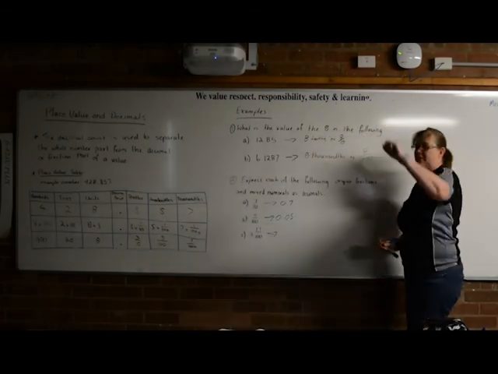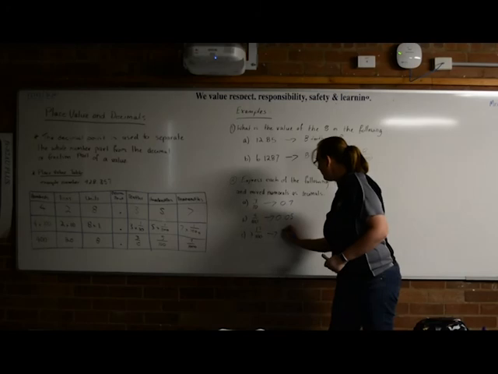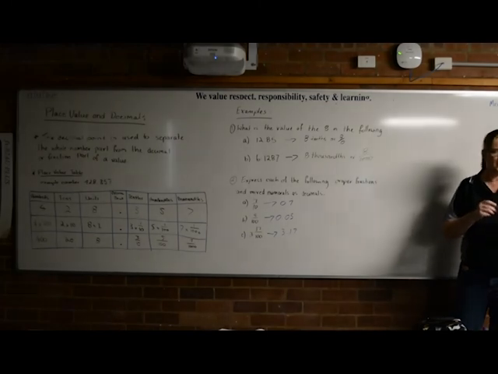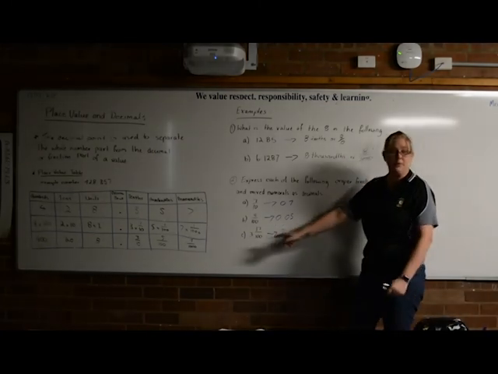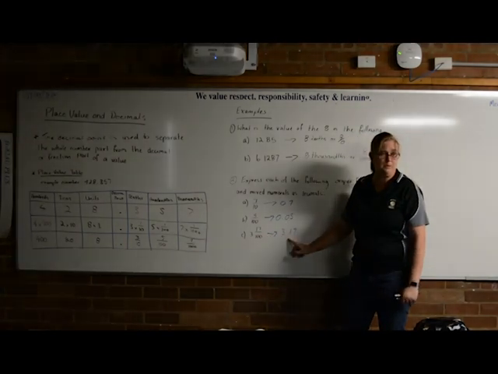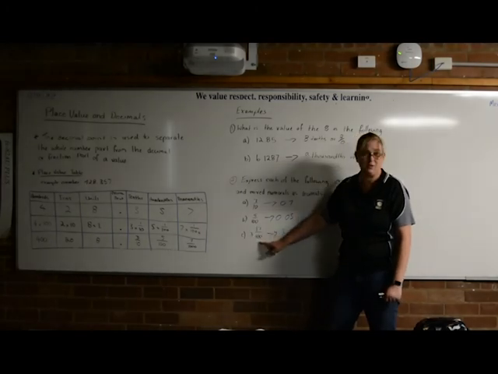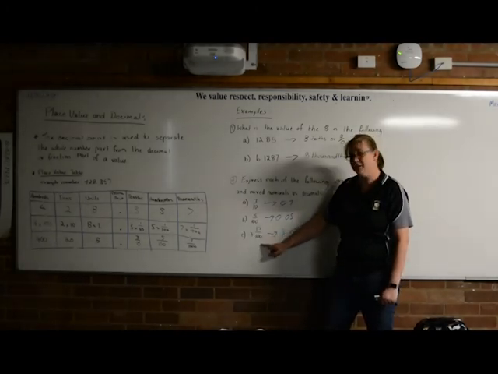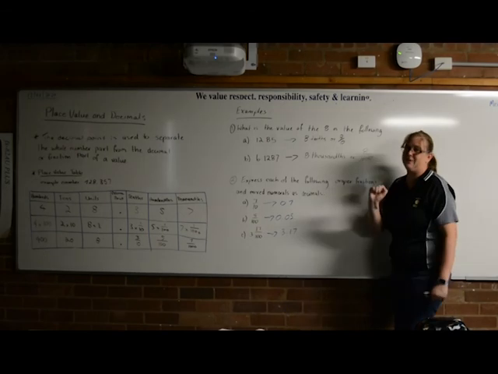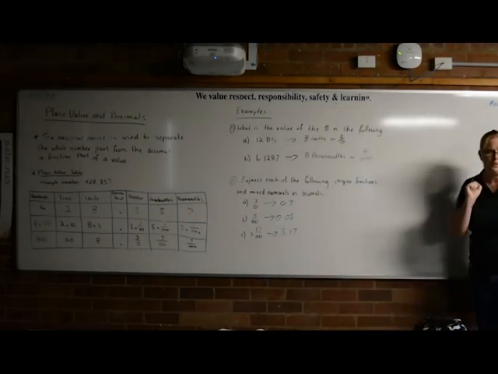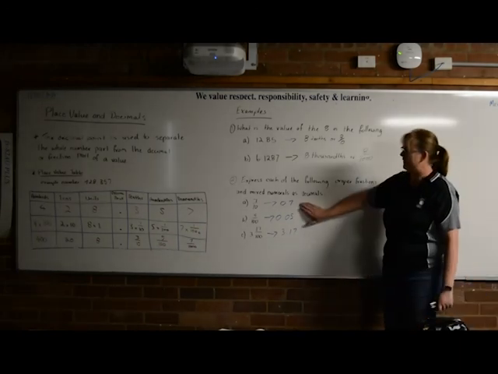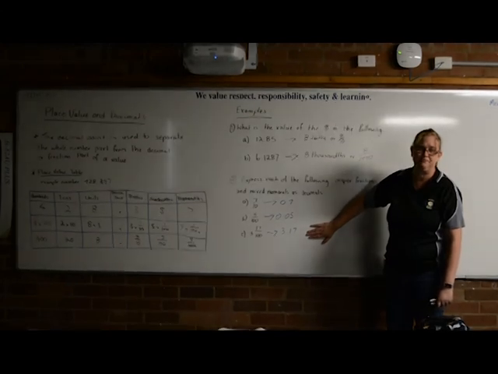Last one. Who thinks they've got the last one? 3.17. Perfect, excellent work. Why is it 3.17? Well, we've got 3 in the whole number section, so we have 3 whole numbers and need a 3 before the decimal point. We have 17 hundredths. That means we have 7 hundredths and 1 tenth, because it goes a bit backwards on this one. All good? Alright, so that's how that all works.